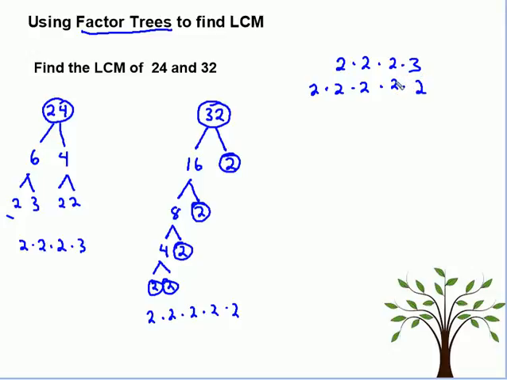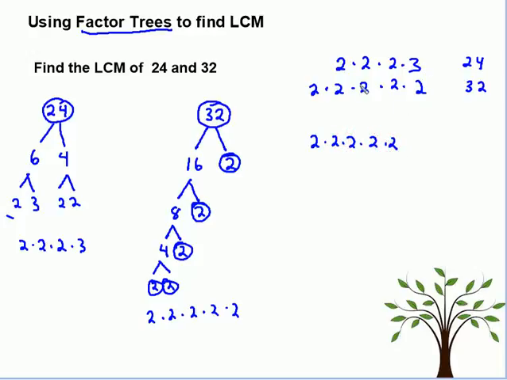Now, when we are doing the LCM, we group our numbers differently. What we're going to do is take all the different numbers that are factors and take the largest number from each of these. So, we have 24 and 32. Which of these two has the greatest number of 2's? 32 has the greatest number of 2's. It has 5. So we'll multiply 2 times 2 times 2 times 2 times 2.